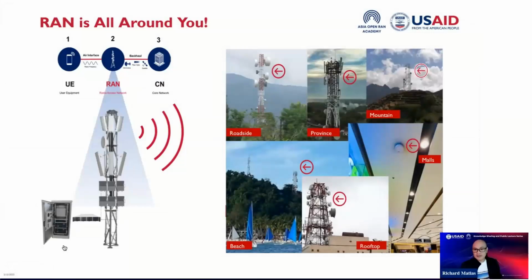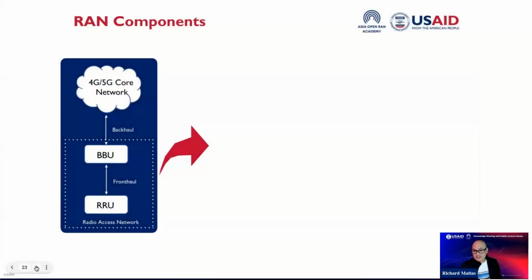Okay. So RAN, or the radio access network, is all around you. So you can see it everywhere, almost everywhere. You can see it on the roadside, like what you're seeing on the screen right now, in provinces, on top of a mountain, on beachside, on even a rooftop, or even inside your favorite malls. So you can see it all around us, or all around you. Next slide. And in this course, we will also discuss the different RAN components.